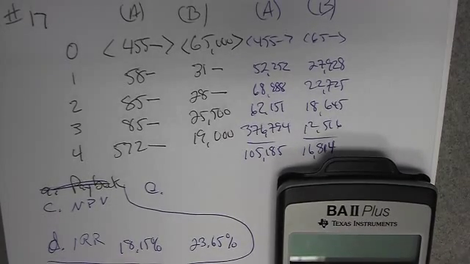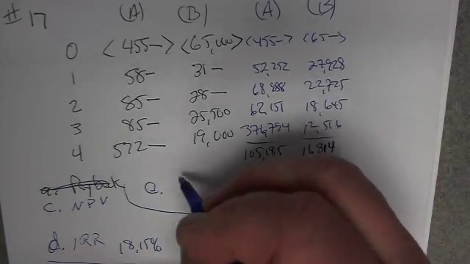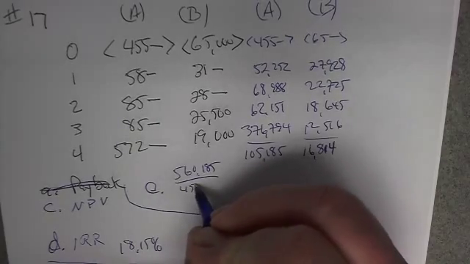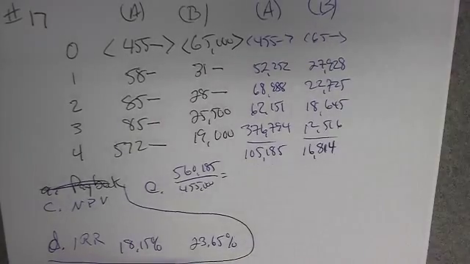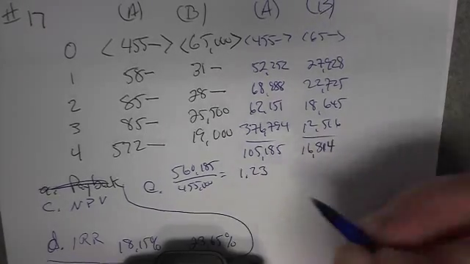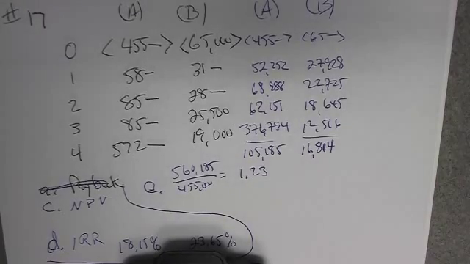So 455 plus 105,185. So the present value of the future cash flows is 560,185. Divide that by the initial investment of $455,000. And that will tell us that we're getting 1.23. Our cash flows, the present value of the cash flows, is going to be 23% higher than the investment.